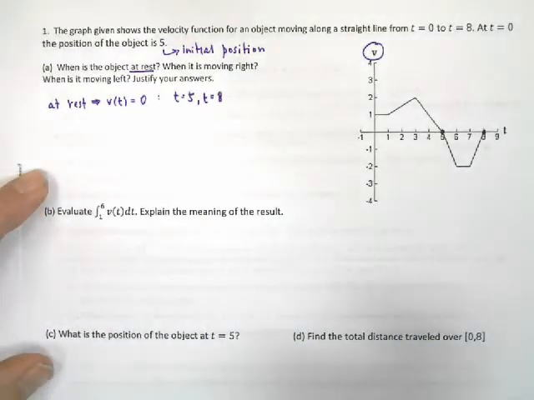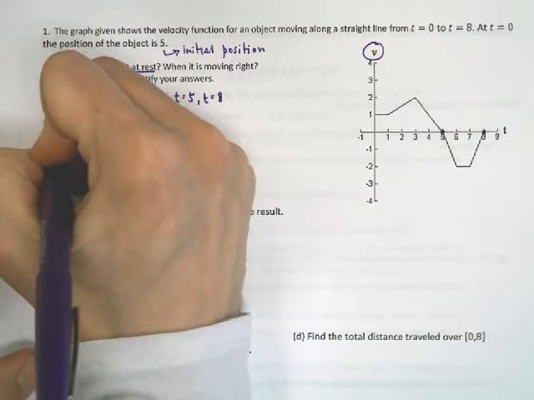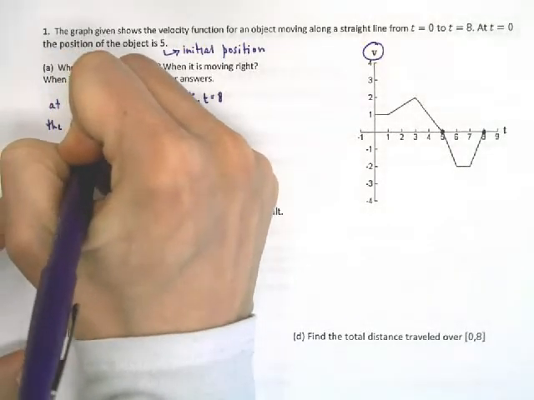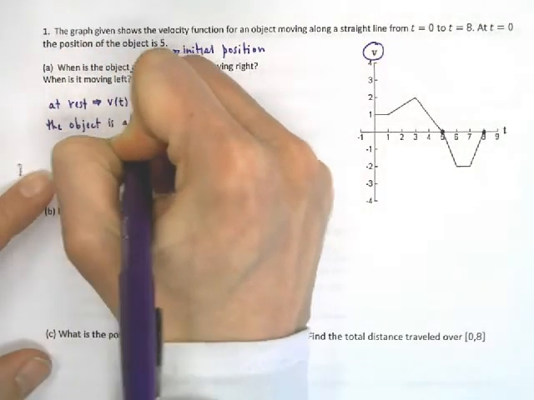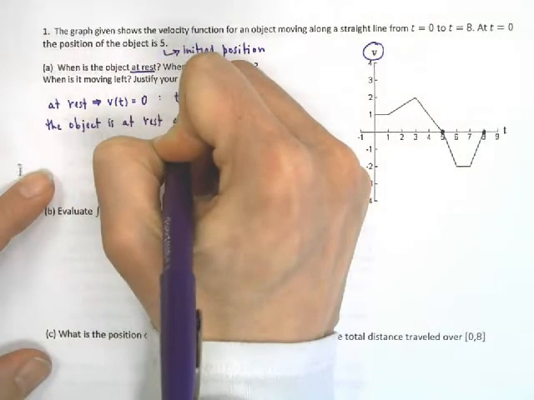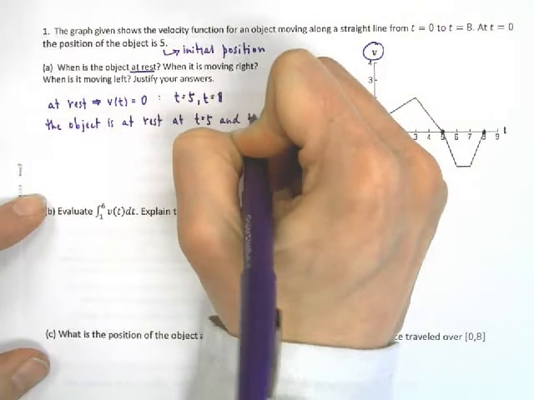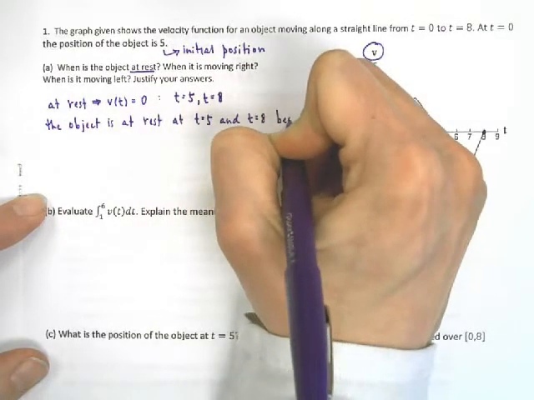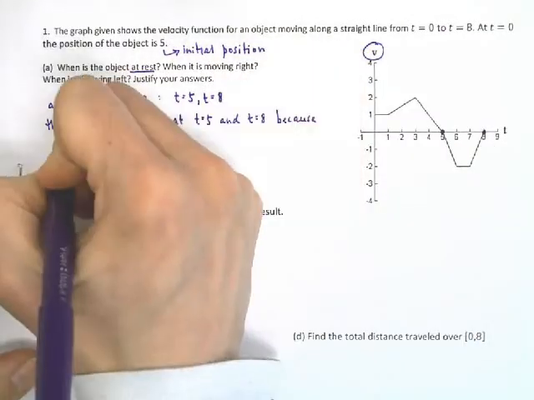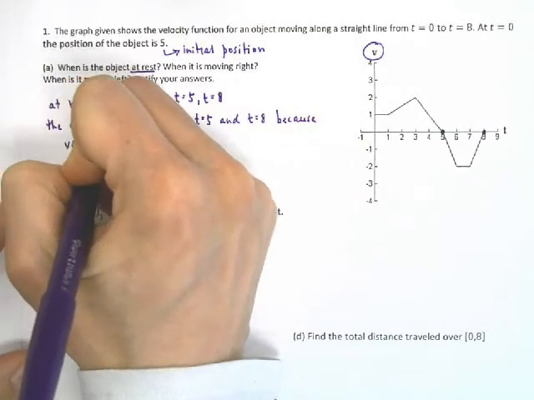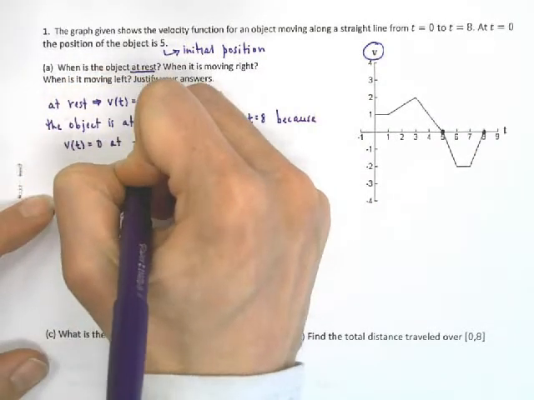All right, so in terms of justifying, I would say the object is at rest at t equals 5 and t equals 8 because v of t equals 0 at these values.